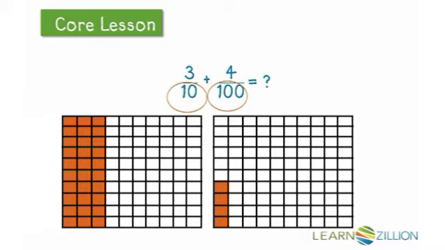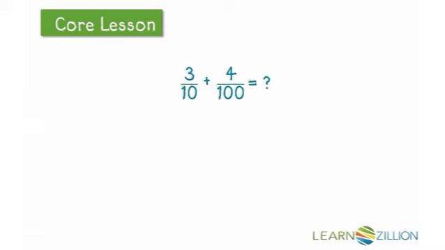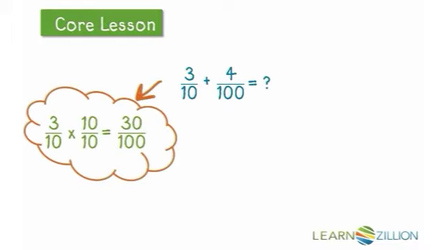Let's look at another way of how we could do this. Here we have the same problem we've been working on, but now we're going to look at the numbers. To figure out how to create that equivalent fraction, we need to think, how can we get 10 to equal 100? Well, we'd multiply it by 10. And whatever you do to the denominator, you need to do to the numerator also, because you're multiplying the entire fraction. So we would do 3 times 10, which equals 30, and 10 times 10, which equals 100. This is what we just did with the visual model on the last slide.